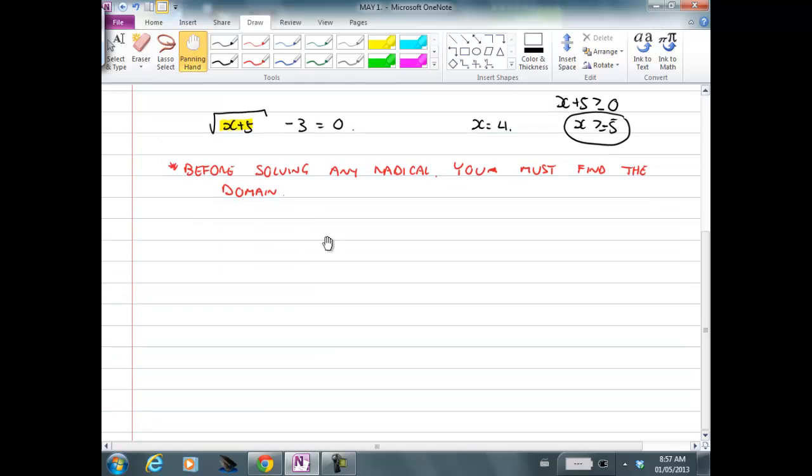Now, here comes the fun part. When you have a square root, what was the first thing you did? Take the -3 to the other side. In grade 11, you were taught to get the square root by itself. So now you have square root of x plus 5 equals 3. To get rid of the square root, we square both sides. Nothing hard, nothing tricky. x plus 5 equals 9.